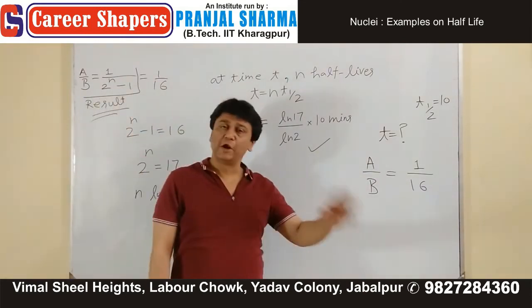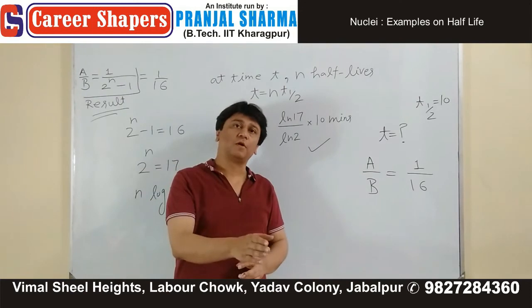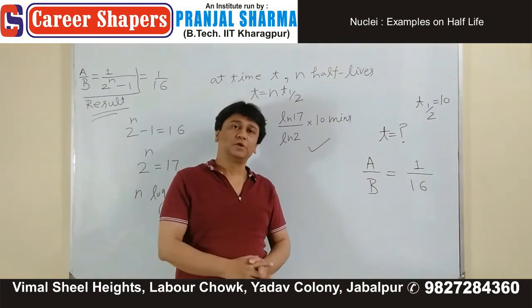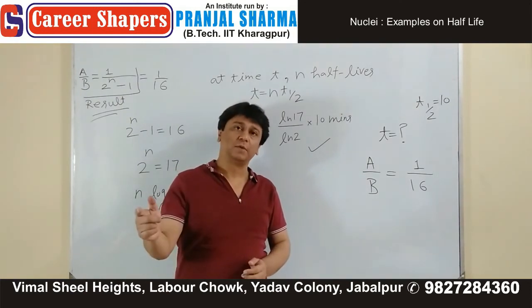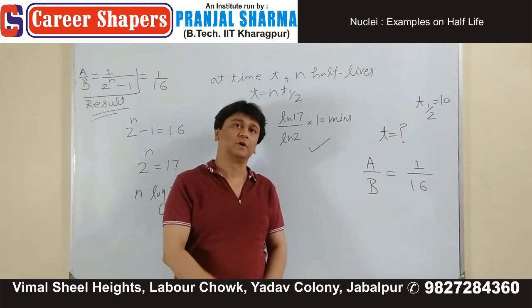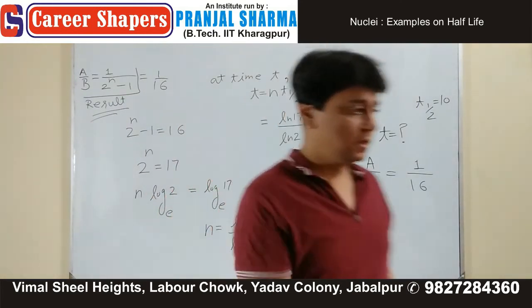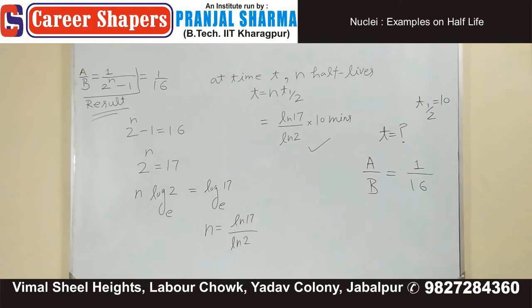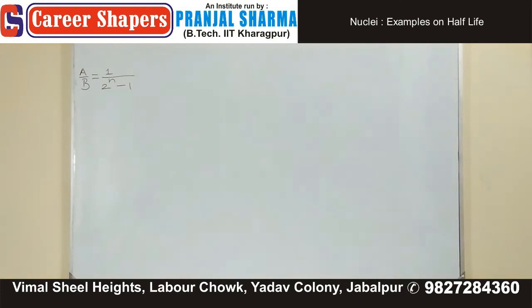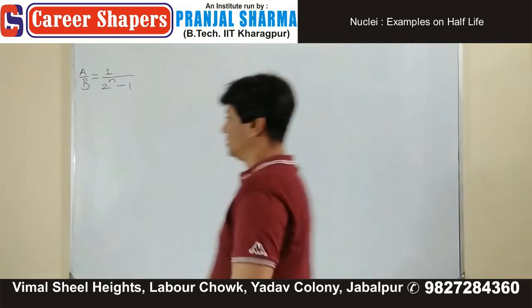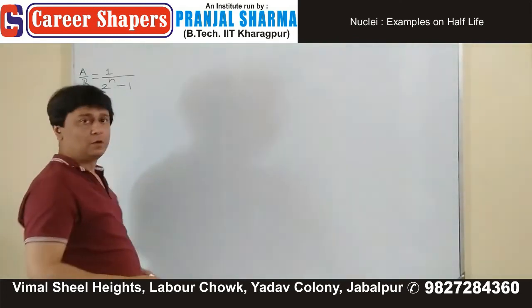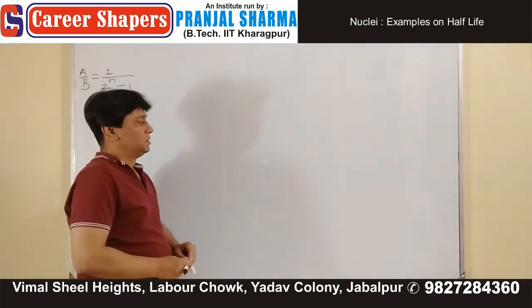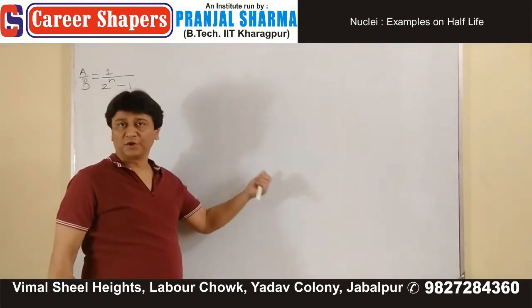Initially, your radioactive sample has equal number of A and B. Question is, you need to find the ratio of A and B, their concentrations after 2 half-lives. Let's see if you can answer this. Very good. That's the correct answer. Good. All others, this is the very first question which I asked you.